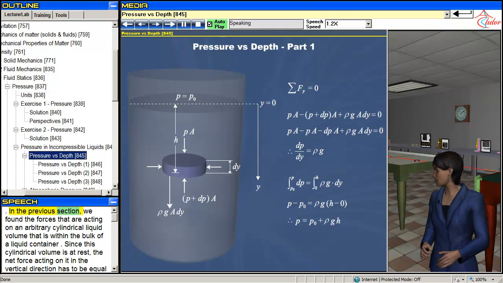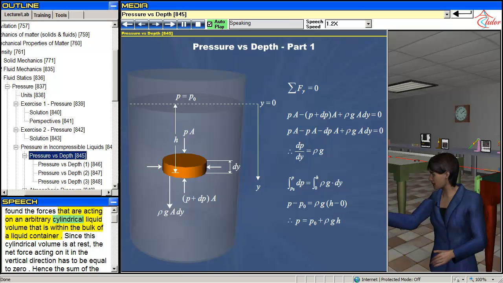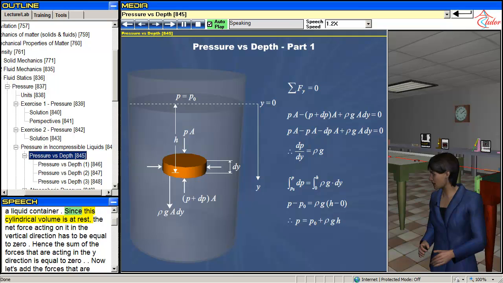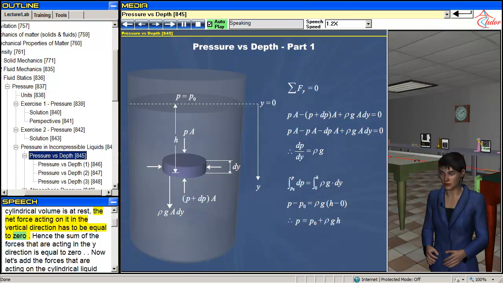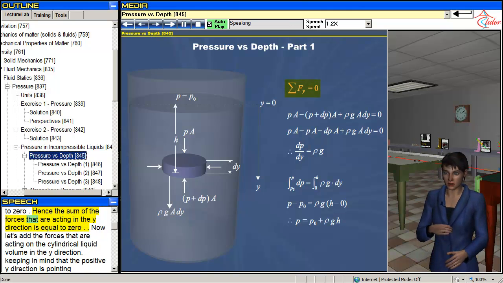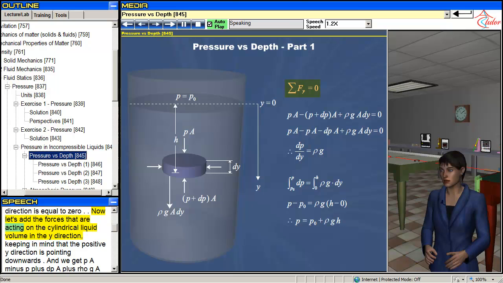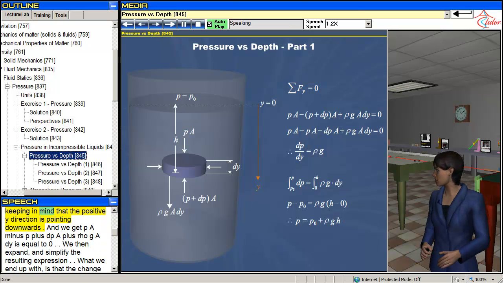In the previous section, we found the forces that are acting on an arbitrary cylindrical liquid volume that is within the bulk of a liquid container. Since this cylindrical volume is at rest, the net force acting on it in the vertical direction has to be equal to 0. Hence the sum of the forces that are acting in the y direction is equal to 0. Now let's add the forces that are acting on the cylindrical liquid volume in the y direction, keeping in mind that the positive y direction is pointing downwards.